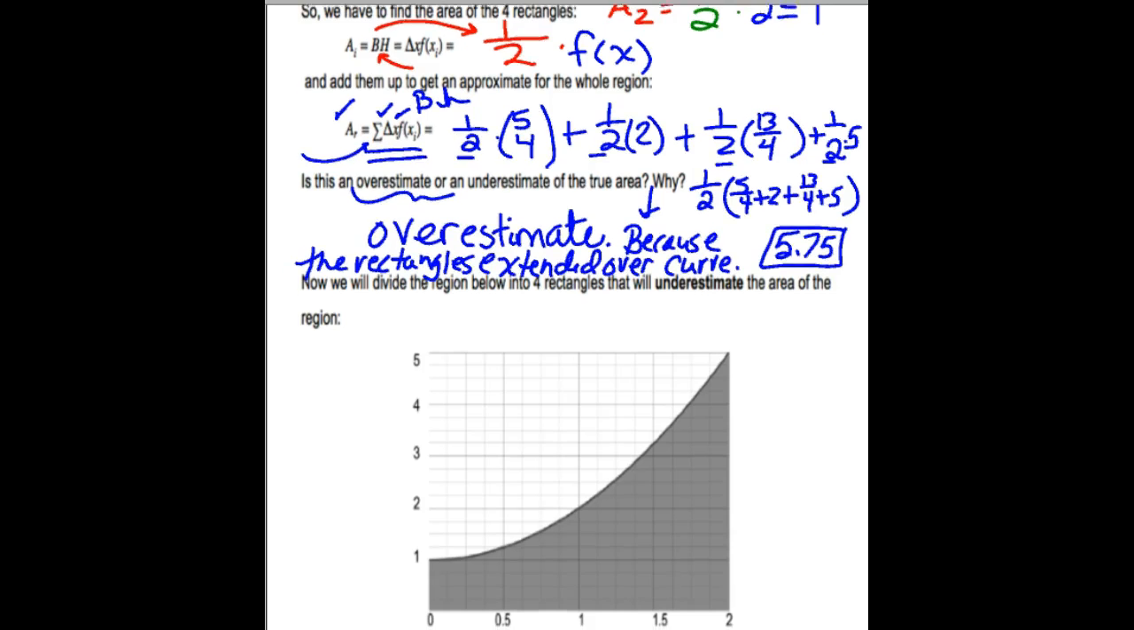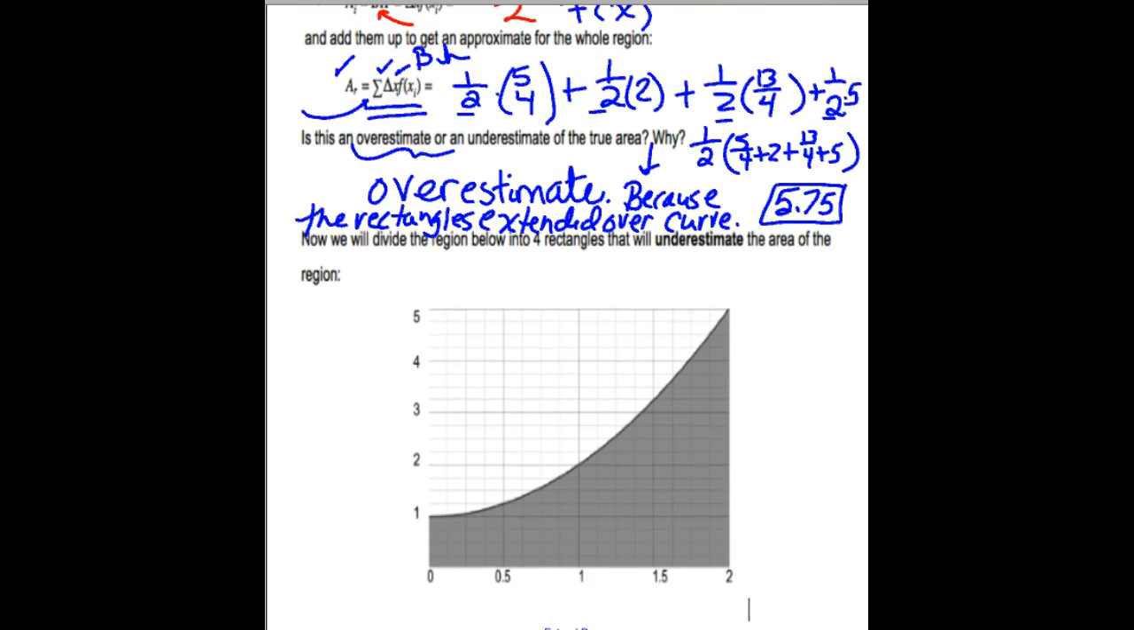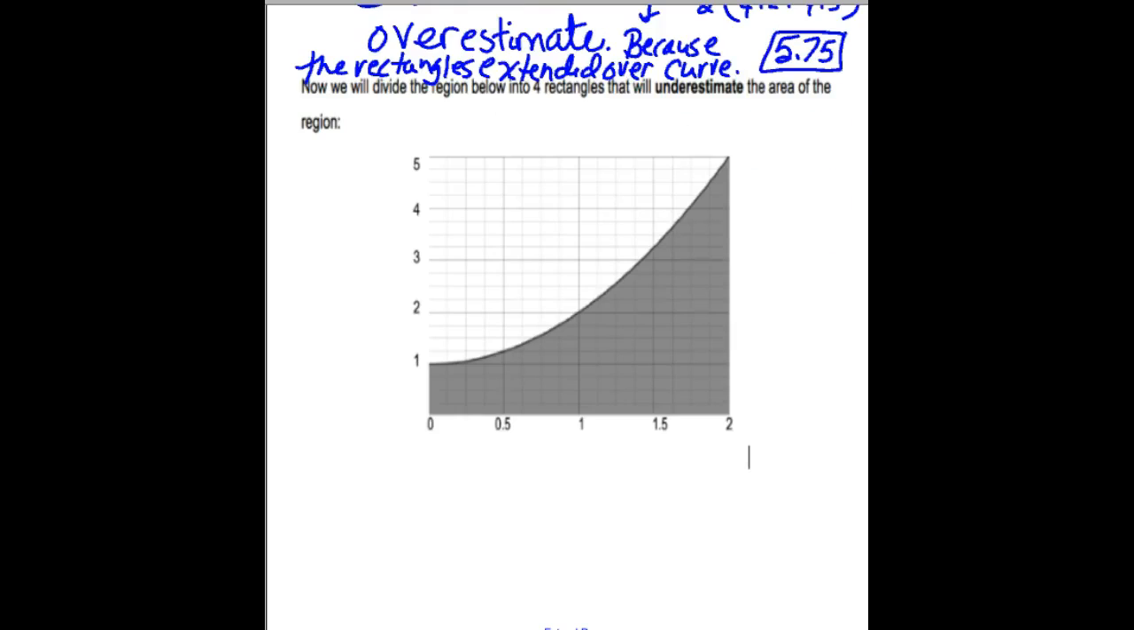All right, so now I'm going to divide this differently. I'm going to divide this so I get an underestimate. I'm still going to make 4 rectangles, and span 2 on the x-axis. So I still have that delta x being a half.